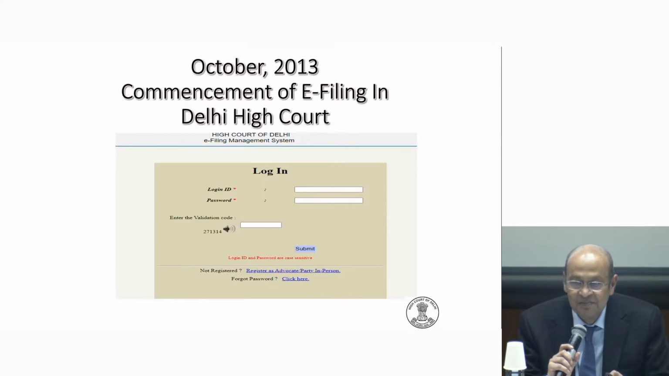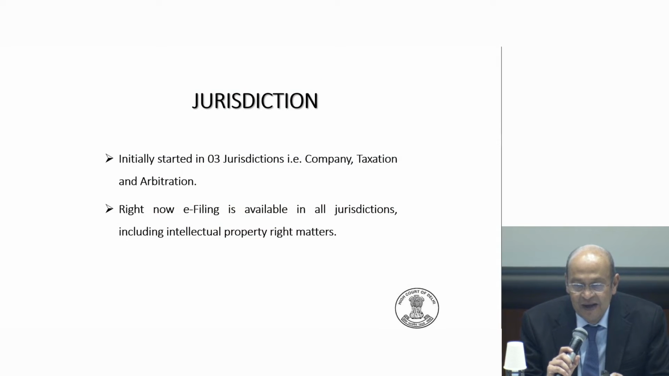So, while e-filing of matters across high courts is prevalent in India, for the sake of brevity, I'll refer only to the system which has been adopted by the Delhi High Court. Delhi High Court follows a very simple, easy to use format for e-filing. It commences with you having to first register on the system. And while we had initially started with e-filing in 3 limited jurisdictions, right now it is available across all jurisdictions, including IP matters.